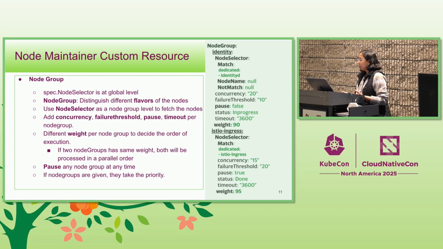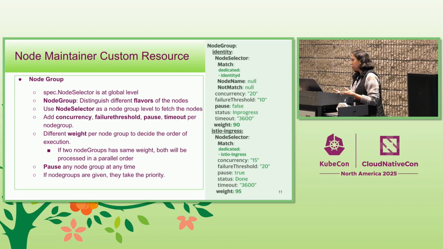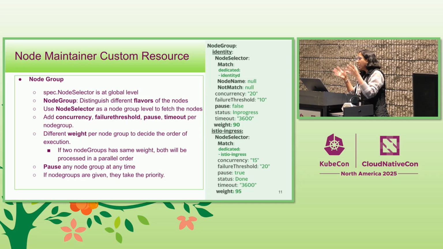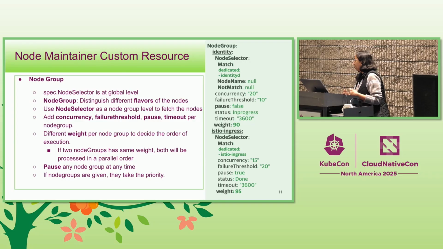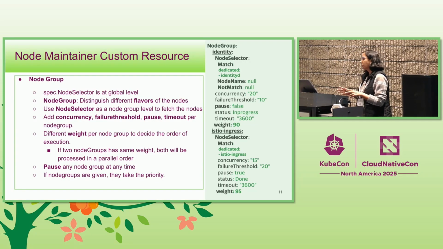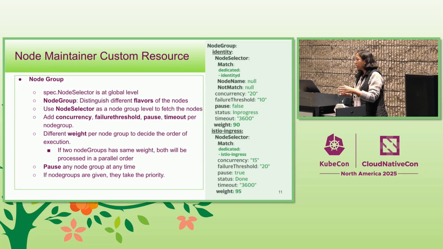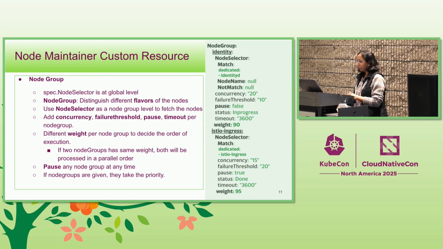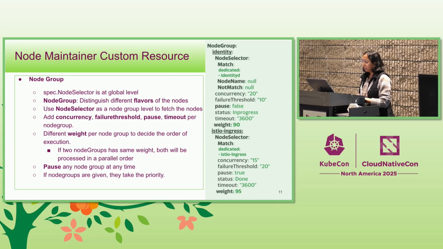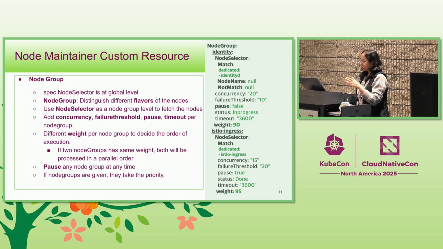Now in Yahoo, we had certain clusters with such a large capacity, where we have 1400 plus nodes in one of the clusters, and we have different flavors of node pool or node group. Each of these node groups can have a different count of nodes as well. So as a cluster administrator, I need a capability where I can configure different concurrency and failure thresholds per node group. In this example, you can see that I have two node groups, identity and stu ingress respectively, and I have configured a separate set of concurrency and failure thresholds.